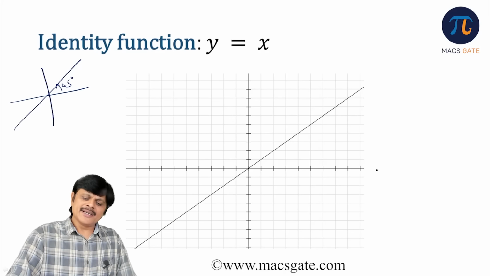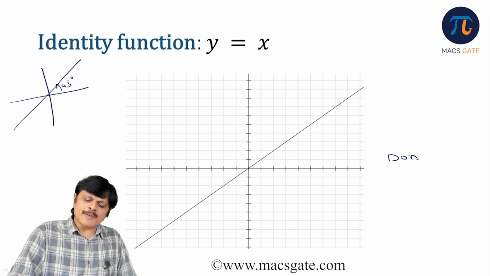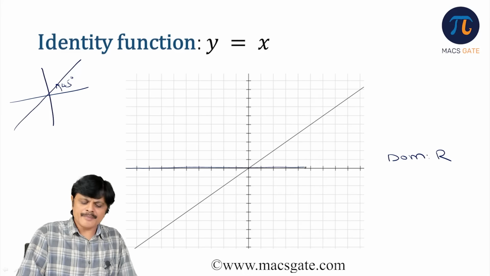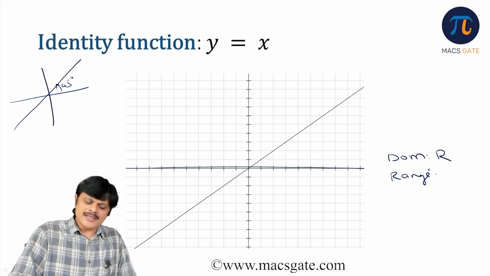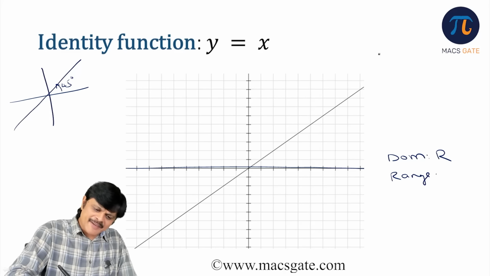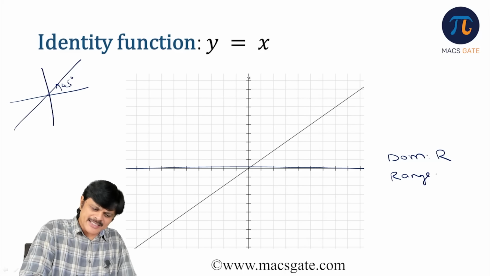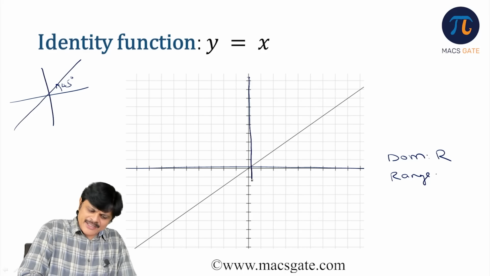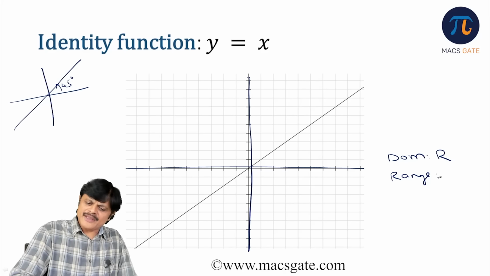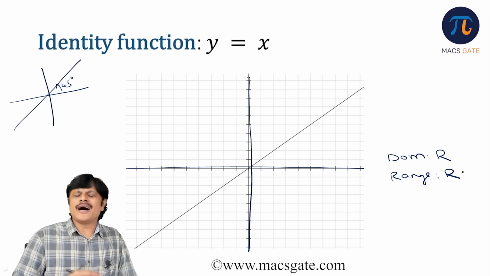Am I clear? Now if you see the domain of this particular function, it is defined for all values of x, no restriction. Range: here you see the graph is above the x-axis and below the x-axis. That means it takes all values of y. That is, the range is also R, the real number system.